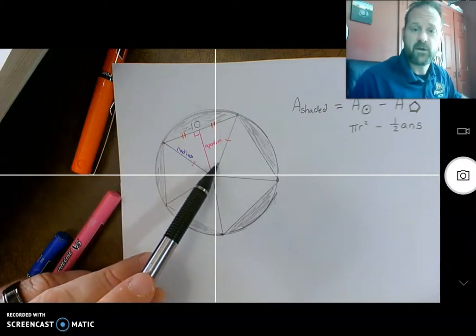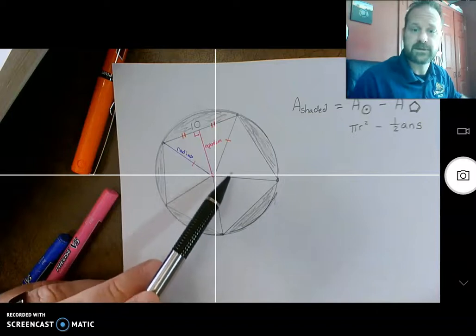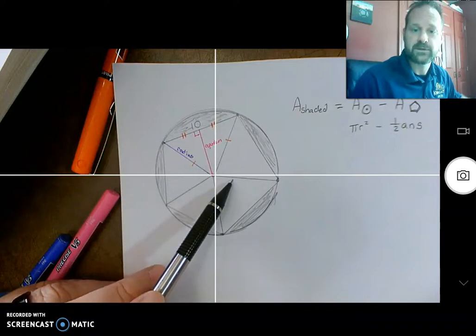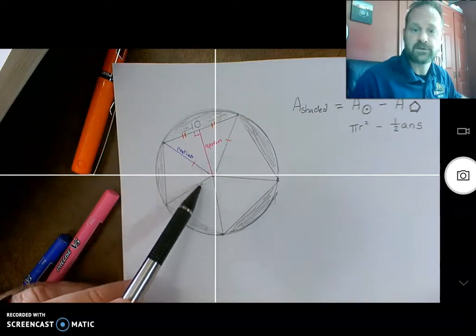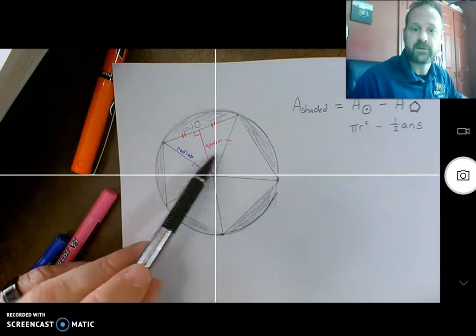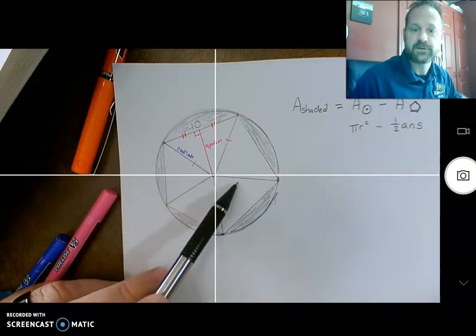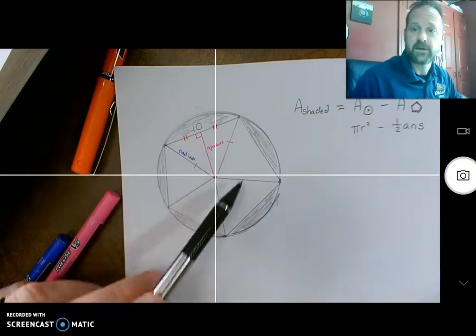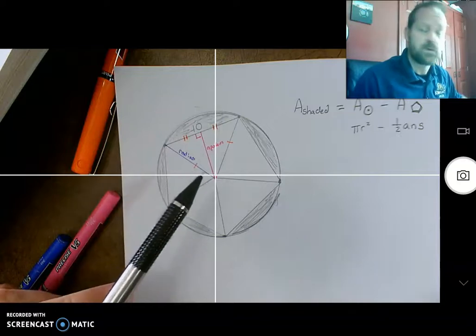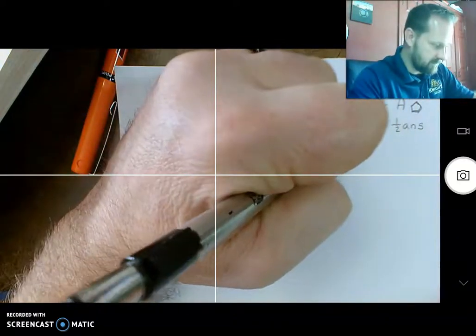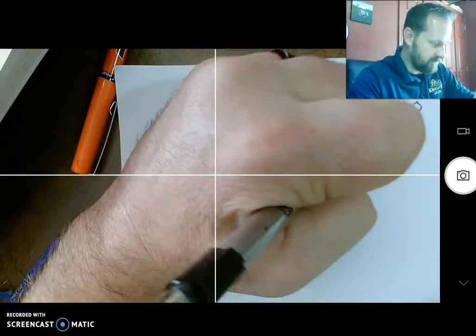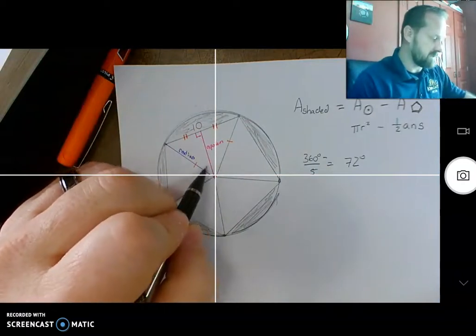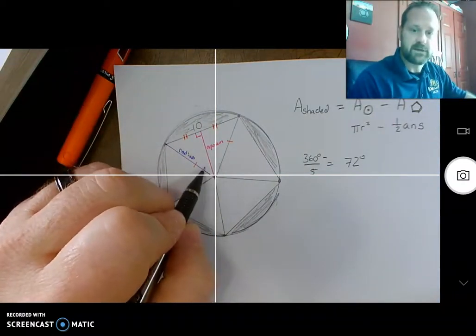I'm going to use the fact that all of these angles add up to 360, okay? So this one, plus this one, plus this one, plus this one, plus this one. So all 5 of these triangles, not counting the big triangle, that come from the vertices, they all add up to 360. How do I know this? They make a circle, okay? So 360 divided by 5 is going to be 72 degrees. Okay, so that's helpful. So that means this whole thing here is 72 degrees.